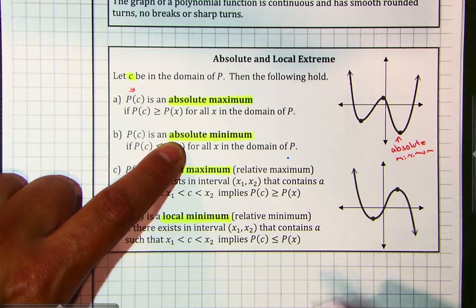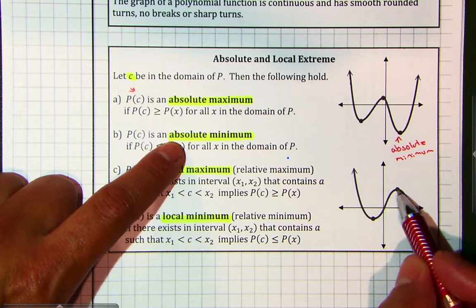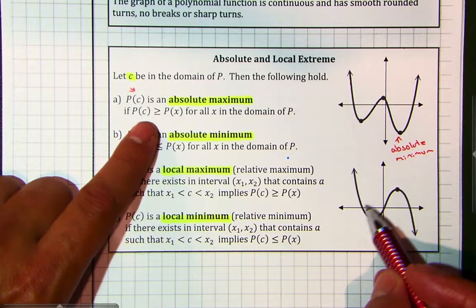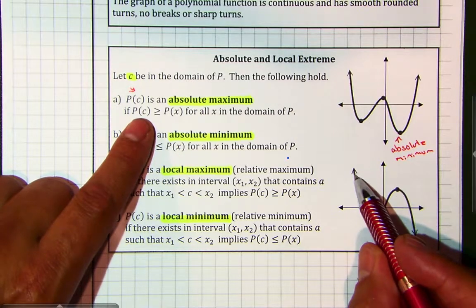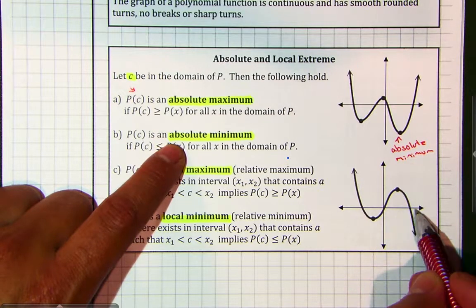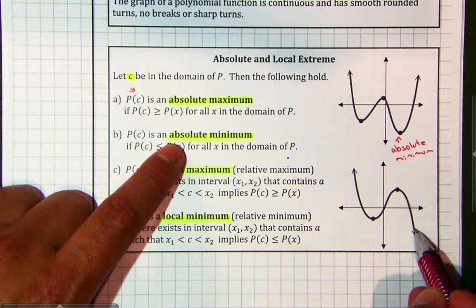If we look at the next graph, this is not the absolute maximum because there are other values for x that, if you plug them in, you get a higher value. And this is not the absolute minimum because there are other values for x, such as here, that if you plug them in, you get lower values.